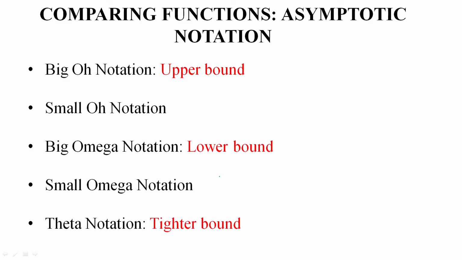The asymptotic notations are of 5 types. One is big O notation, which represents the upper bound, and also small o notation, big omega notation, small omega notation, which both represent the lower bound, and theta notation, which represents the tighter bound of a function, which will be explained in the next section.